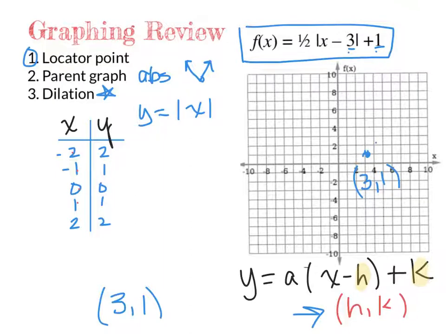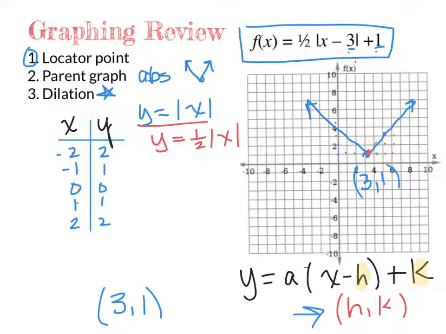Over 1, up 1, over 2, up 2, over 3, up 3, and to the left, over 1, up 1, over 2, up 2, over 3, up 3, all from the locator point. And here is the graph. If you notice, I didn't make a new table, I just used the parent graph table, and I counted all of those from the locator point. So over 1, up 1, over 2, up 2, over 3, up 3, and that saves you a lot of time.